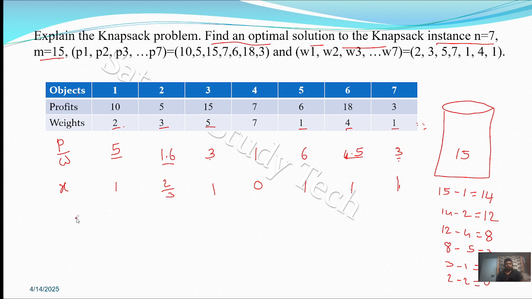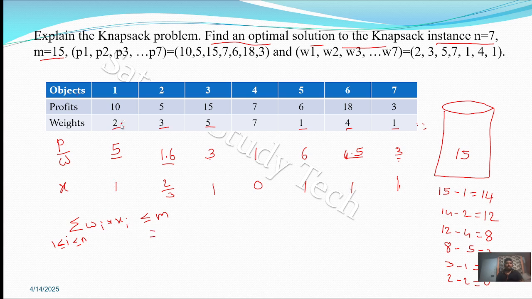So what is the total weight here? What are the objects you can consider, you can fill in that bag? So the sum of Wi into Xi must be less than or equal to the capacity of the bag, M, for i from 1 to N. You can see here Wi into Xi.